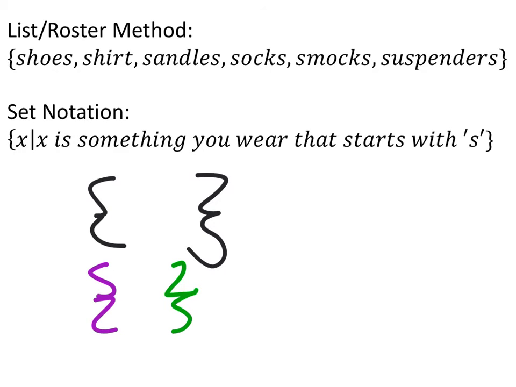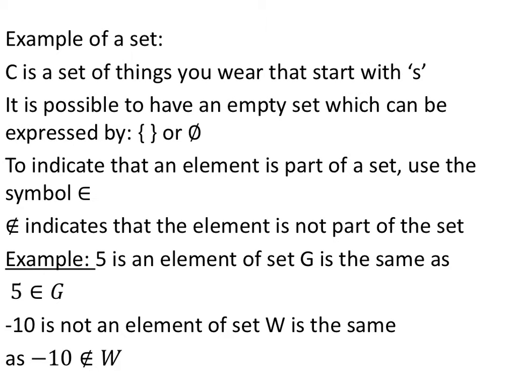Then you put everything in between your fancy brackets that is part of the list we're asking for. So, an example of a set: C is a set of things, and they always use letters for sets. I don't really know why, and I don't really care to know why, which I assume you don't either. But in any case, C is a set of things you wear that start with S, right? It is possible to have an empty set, which means you'd still show the fancy brackets, but it's possible to use this symbol right here to show that the set is empty, all right?